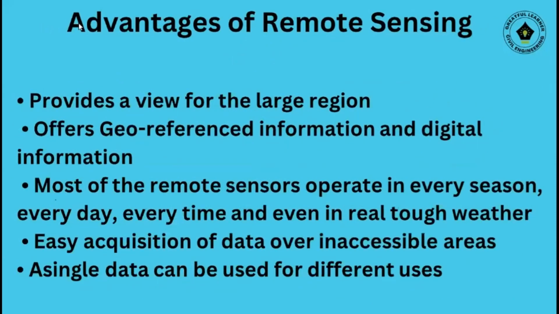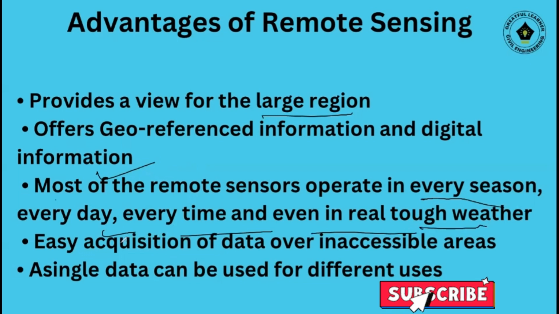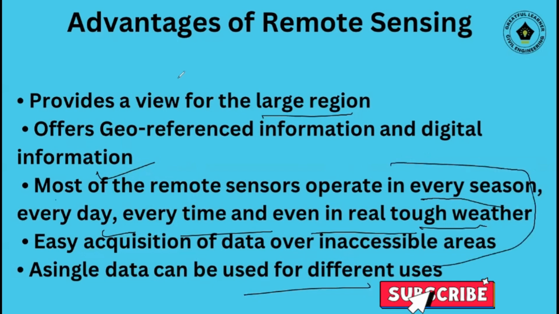Now, the advantages of remote sensing. This is very important. It provides a view of a large region. The first advantage is that it offers georeferenced information and digital information. The next is that most remote sensors operate in every season, every day, every time, and even in rough weather. There is easy acquisition of data over inaccessible areas. A single dataset can be used for different uses. These are the advantages of remote sensing.